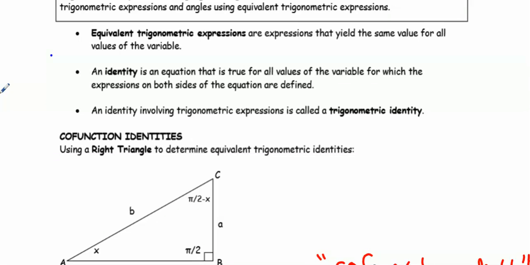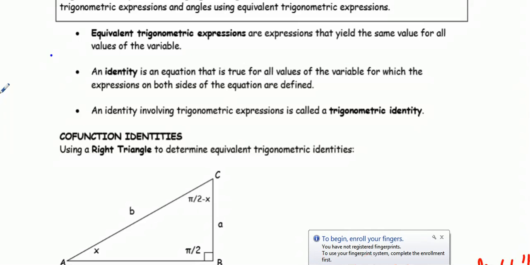So equivalent trig expressions are expressions that yield the same value for all values of the variable. And you know what an identity is because you did trig identities in degrees last year. So an identity is an equation that is true for all values of the variable for which the expression on both sides of the equation is defined. And you know trig identities, as I said, from last year.